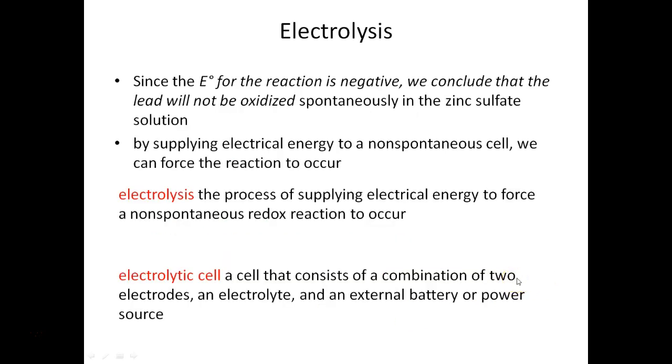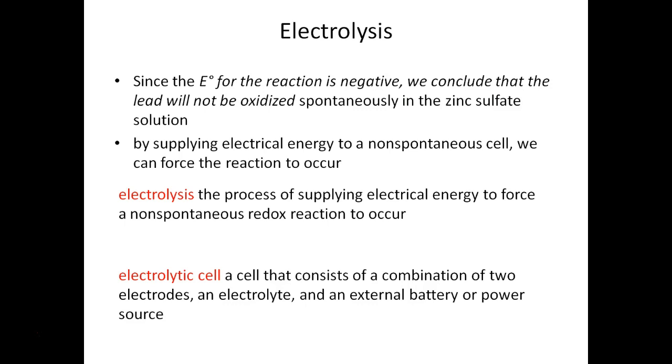Now, since the cell potential is negative and it's not a spontaneous reaction, I have to supply energy. Whereas in a galvanic cell, I looked at chemical energy spontaneously converting into electrical energy, with an electrolytic cell, I'm doing the opposite. I am using electrical potential energy to force a non-spontaneous chemical reaction. So I'm converting electrical potential into chemical.